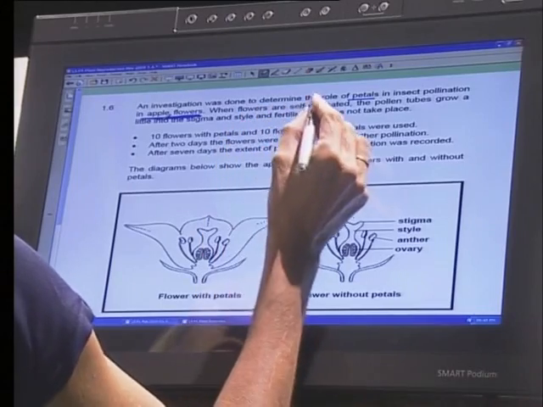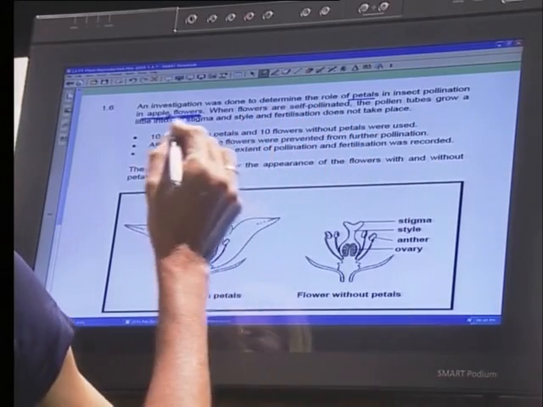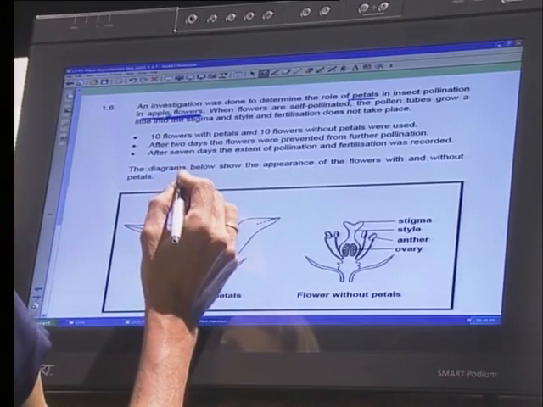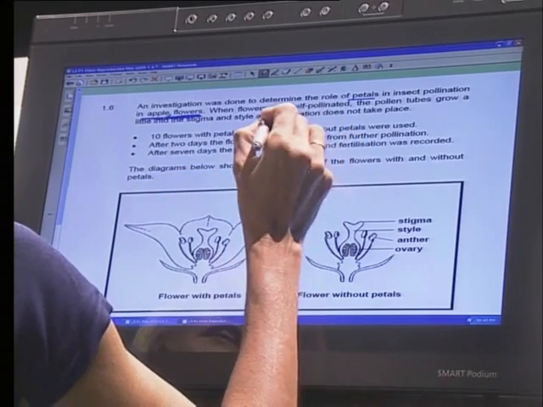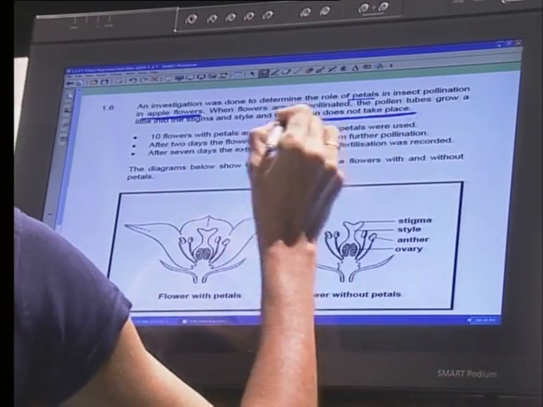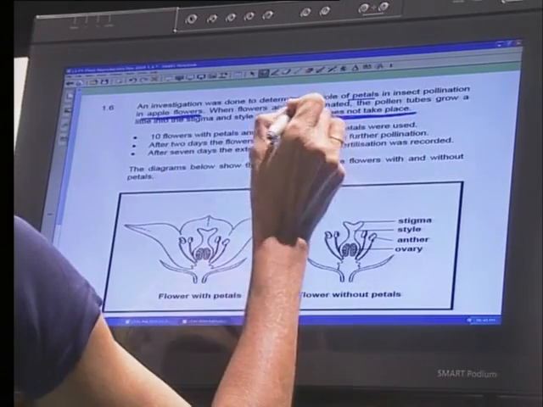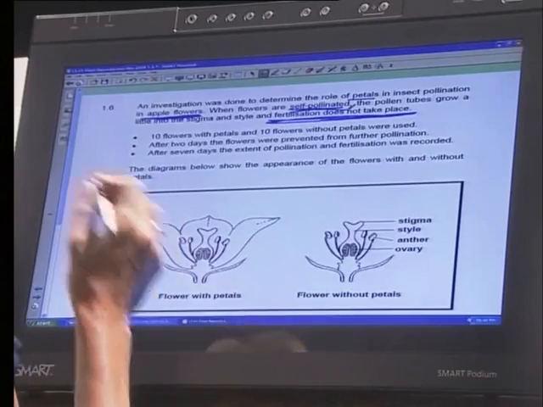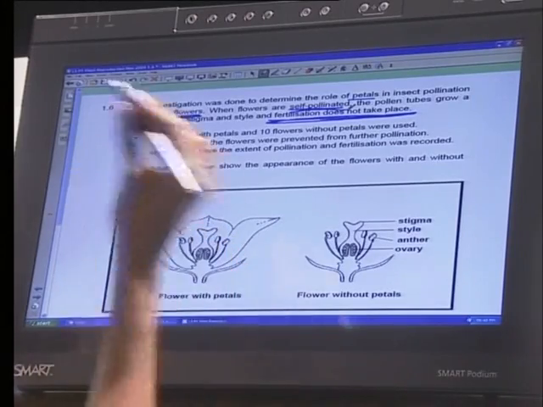When the flowers are self-pollinated, the pollen tube grows a little into the stigma and style, and fertilization does not take place. You see that? Yes. If it is self-pollinated, why? These plants require cross-pollination. So what these people did was they put together this experiment.